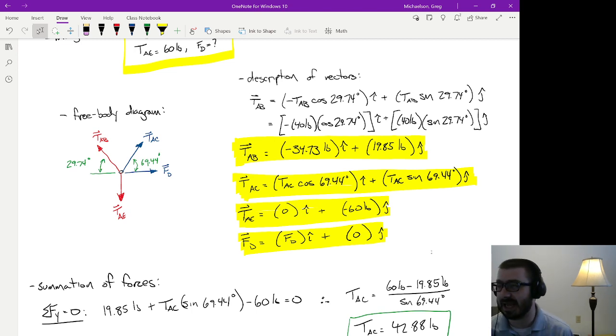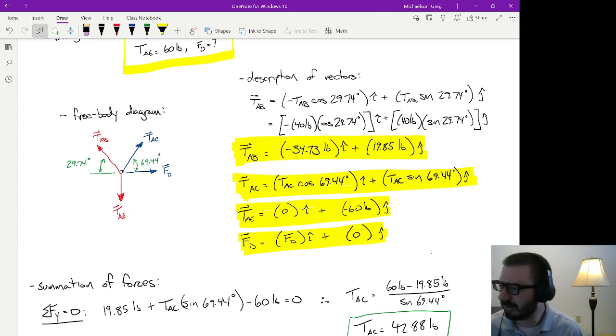So for instance, for TAB, I know that cosine of 29.74 degrees is associated with the I component, and the sine of that angle is associated with respect to the J component. Make sure and include the magnitude. Now with TAB, we know the magnitude, it's 40 pounds. So I can compute the components very easily. For TAC, I don't know the magnitude, so I have to leave that TAC term there. And likewise with FD. It's just FD times I and 0J.